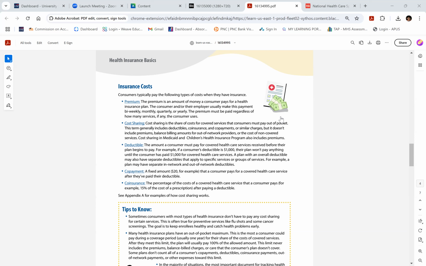So you think about your car insurance. Premium is just the cost of having the car insurance. Hopefully you don't get into an accident or anything happens. You still got to pay that premium. That premium is based on a variety of different things. For your car insurance, age, gender, type of car, location of where you are, how many miles a day you drive, all kinds of things.